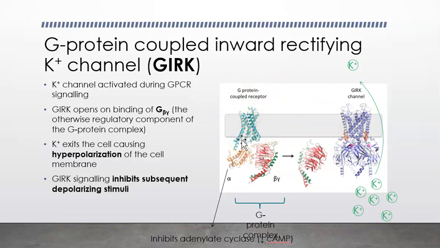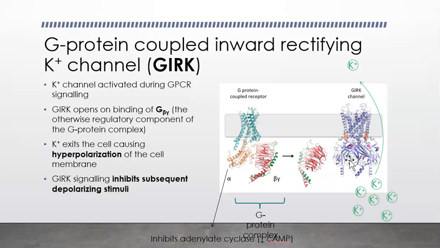GIRK opens on a binding of the G beta gamma. Okay, so that's this. This is otherwise a regulatory component of the G protein complex. So you see it's there. It'll remove itself and then go and act on GIRK itself. And this is what then causes that potassium to leave the cell, which leads to that hyperpolarization. Okay? GIRK signaling will then inhibit subsequent depolarizing stimuli.